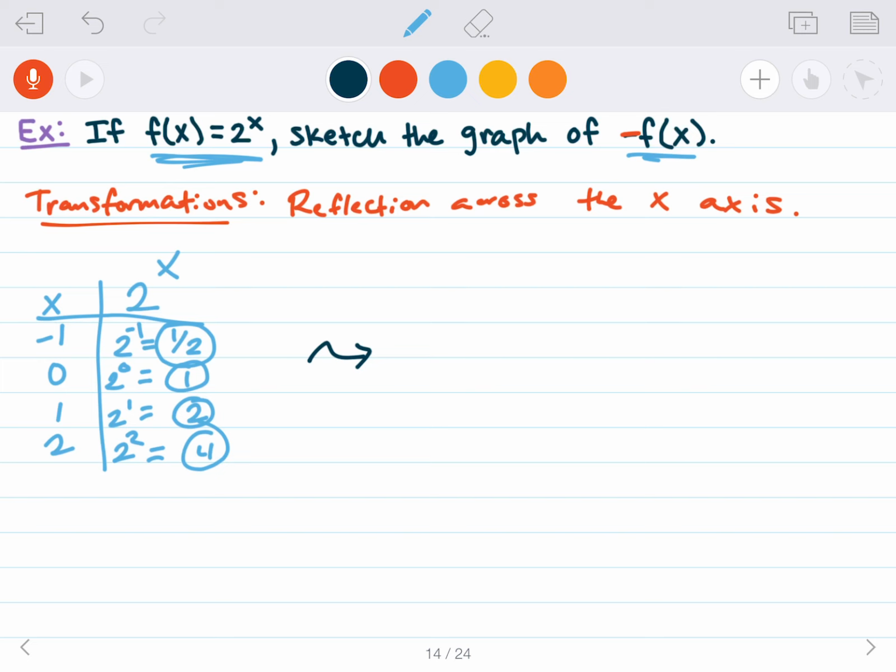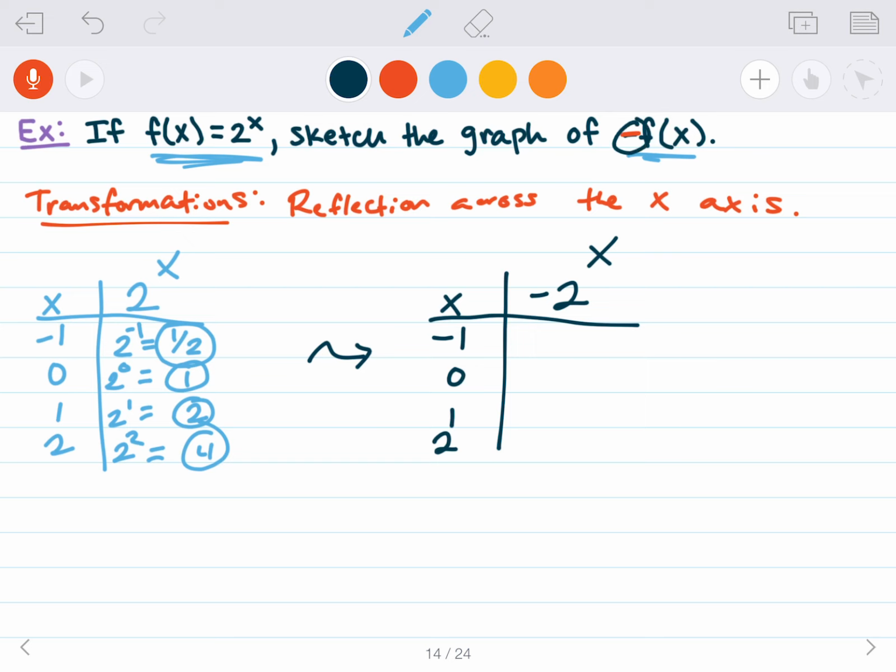Now notice that I don't have to do anything with the x values because that negative is on the outside of the function. So negative f of x is simply -2 to the x, right? That negative multiplied by f of x. So with that being said, the x values are going to be the same, but this time the y values are going to be multiplied by -1, right?